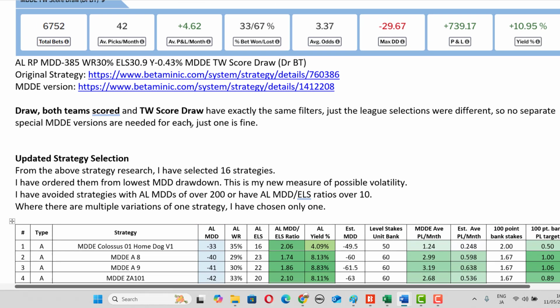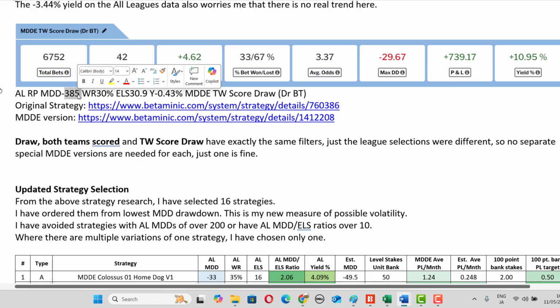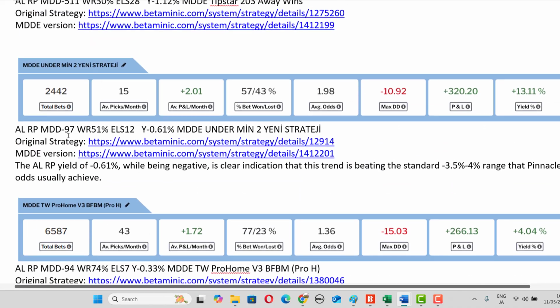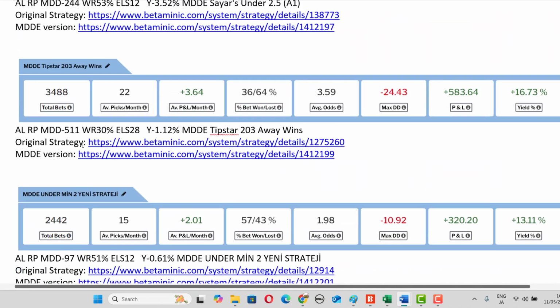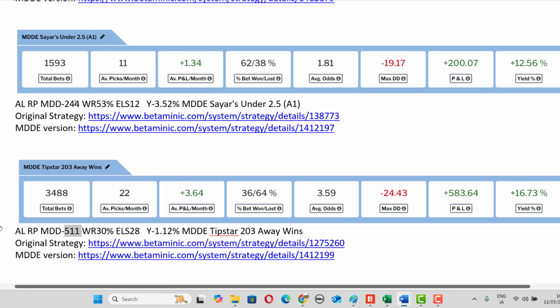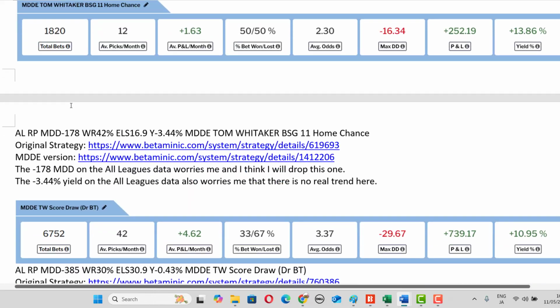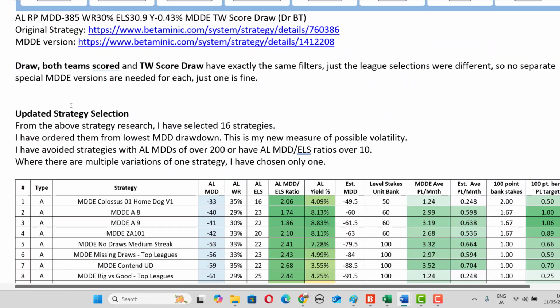So I've cut out some strategies that have really high drawdowns in their All Leagues period. I've included this data in each of the strategies. So when I see these really big drawdowns, they kind of scare me off. So 94, that's okay. 97, that's okay. But minus 511, so I'm going to drop those strategies, because that was one I followed for a long time, but I'm a bit scared off by these high drawdowns that I've now found.